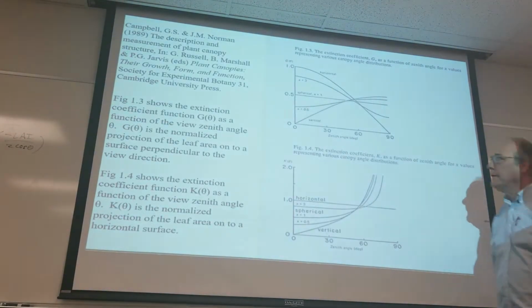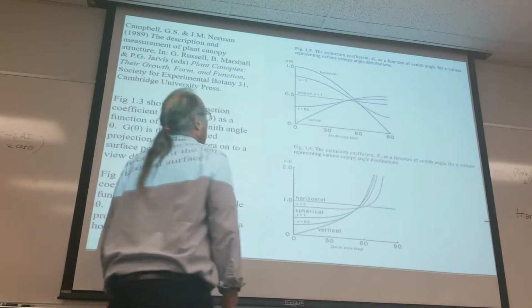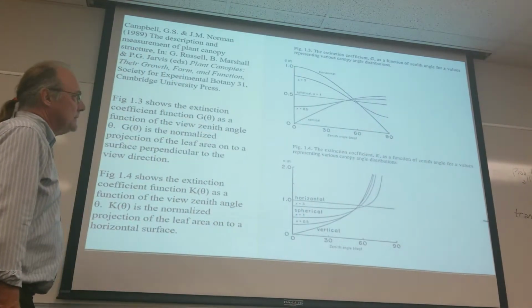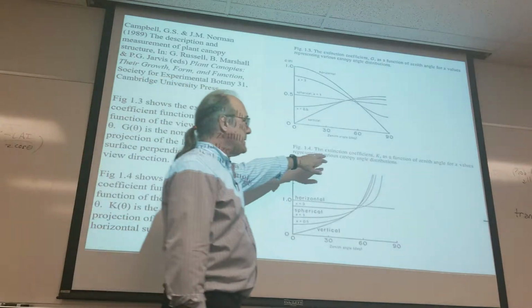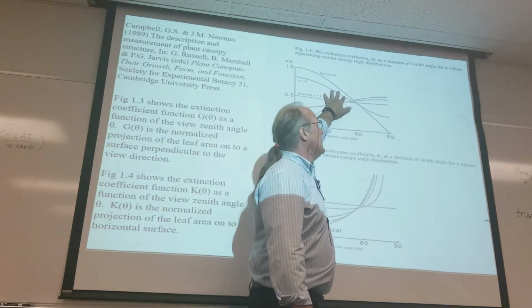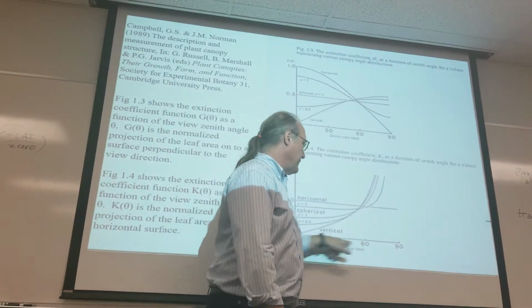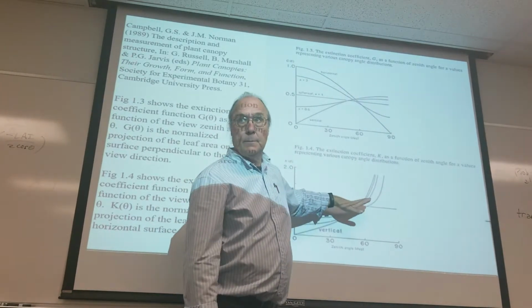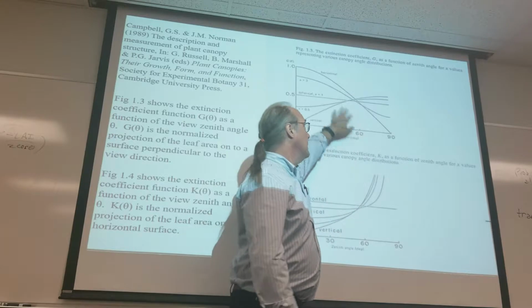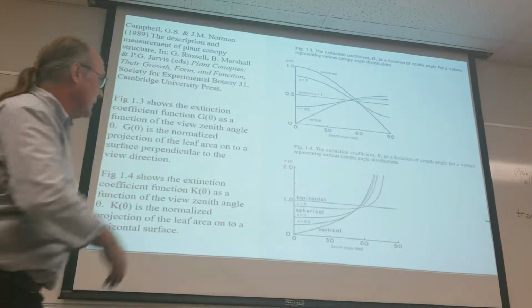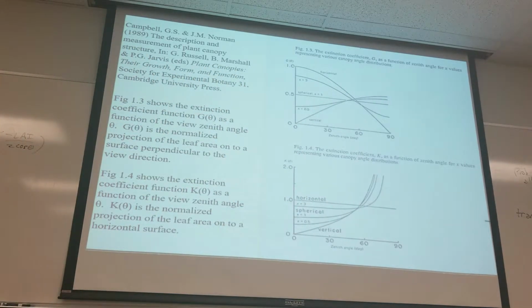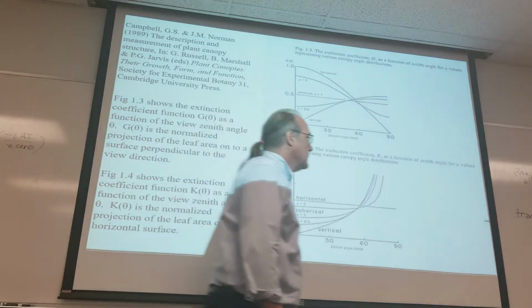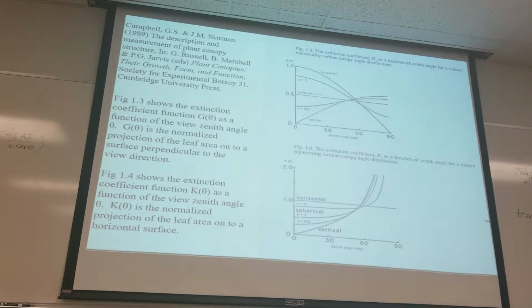And here are a couple of graphs that show this extinction coefficient, G of theta or K of theta, as a function of the angle theta for different leaf angle distributions. So, you know, we can deal with it. Move faster.